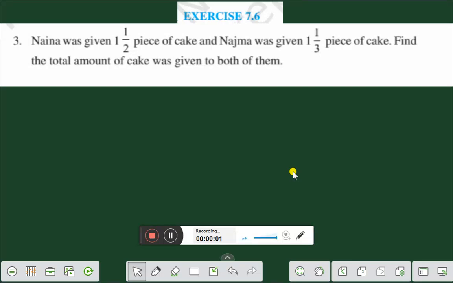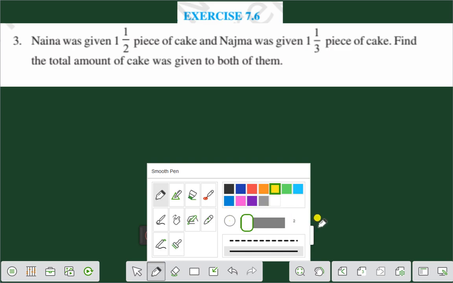Hello everyone. Today we shall discuss exercise 7.6 question number 3. Naina was given one whole 1 by 2 piece of cake and Najma was given one whole 1 by 3 piece of cake. Find the total amount of cake given to both of them. We will solve this problem this way.